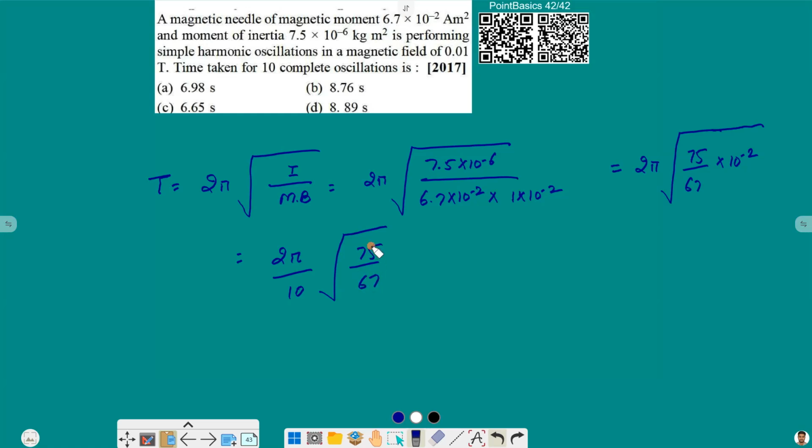Now this value will give us something like 1.001, and the square root of that will also be around 1. So we ignore it, or approximate it to 2 pi by 10, and this is for one oscillation. For 10 oscillations it will be 10T, so 2 pi by 10 into 10, that will be 2 pi, and 2 pi is 6.28 seconds, so that nearly matches 6.65. That will be our answer.